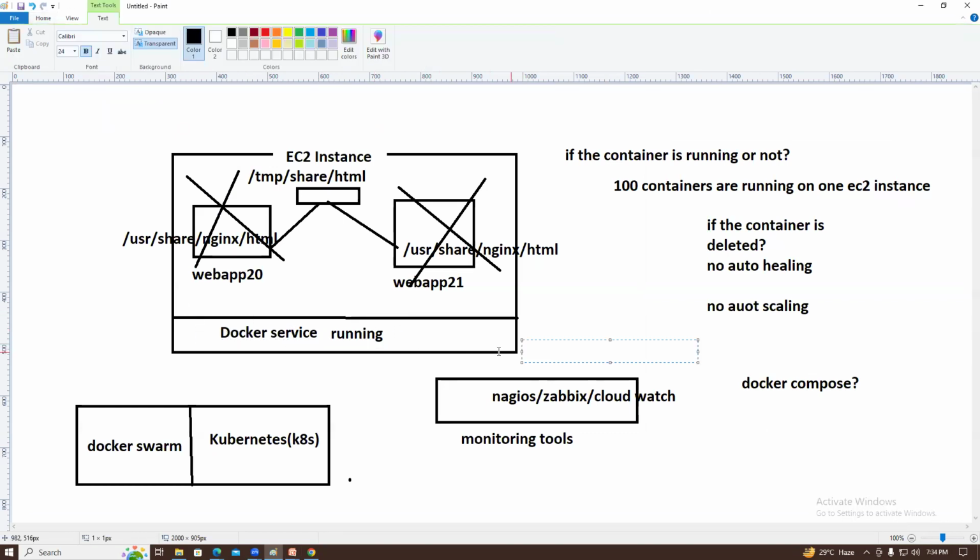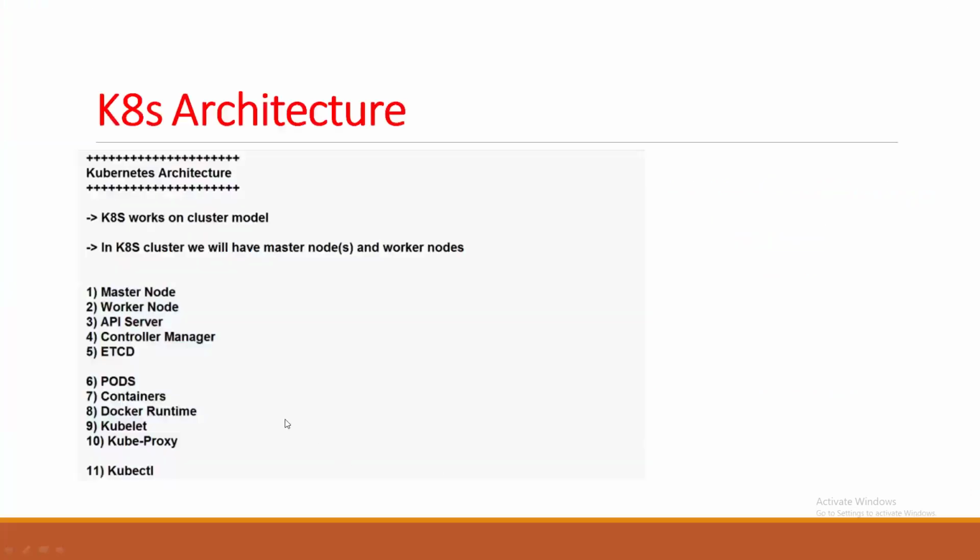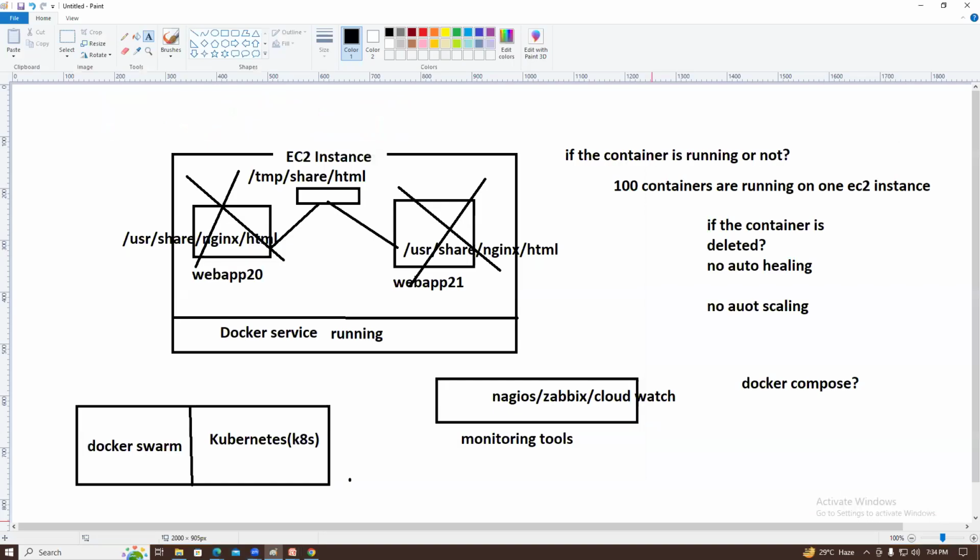If you want to run Docker, we definitely need a Docker service. Docker service is nothing but the Docker runtime. So you already know containers, Docker containers and the runtime. You need to know what is a master node, worker node, API server, controller manager, etcd, pods, kubelet, kube proxy, and kubectl. I want you to know these terminologies.